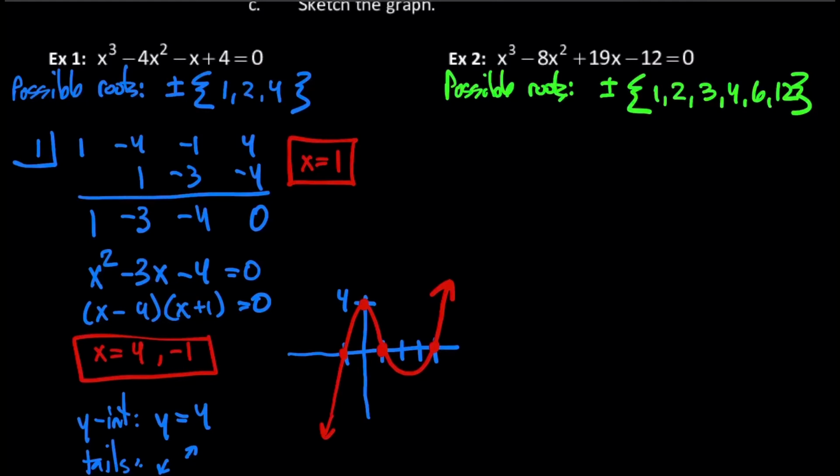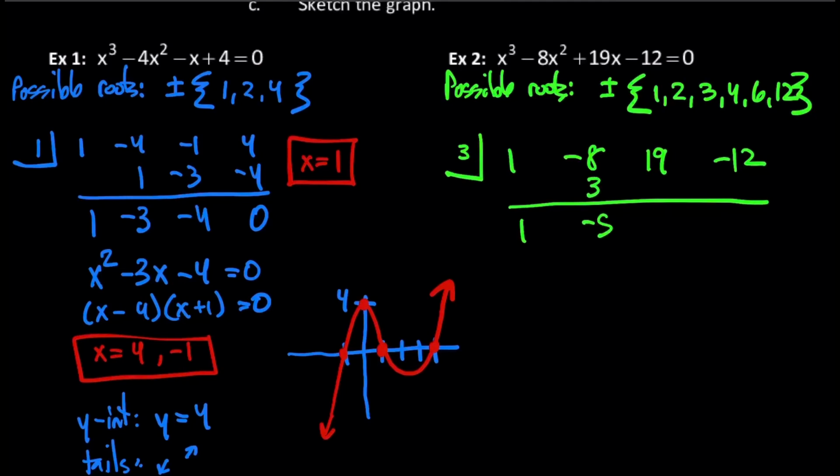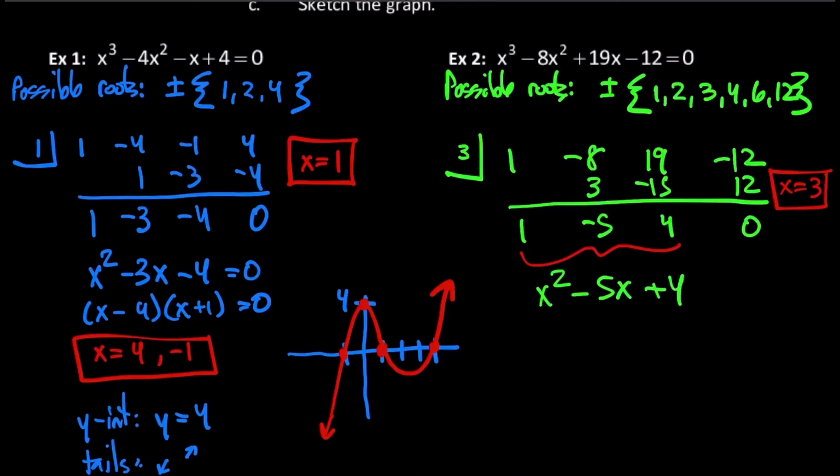Well, let's try 3. I got an idea that 3 is going to work. 1, -8, 19, -12. Bring down, multiply, add, multiply, add, multiply. Got it. All right, so what do I know? X equals 3 is a root. I'm left with a depressed polynomial of x squared minus 5x plus 4. Let's factor that. That's going to give me x minus 4, x minus 1. So I got 2 additional roots of x equals 4 and 1.